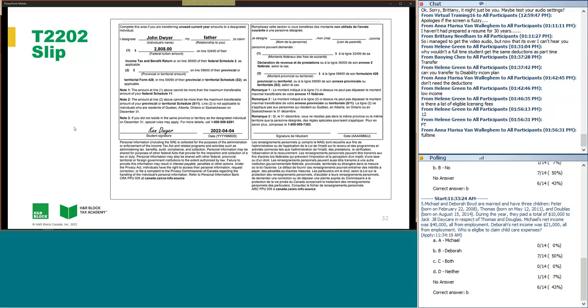If you're going to do a transfer, I cannot stress enough, this back page is critical. You must designate who you're transferring it to, how much you're transferring federally, how much you're transferring provincially, and the student must sign it. These get audited all the time. You should do it at the time. It is the second page of the T2202. Anytime you're doing a transfer, print it out, get the signature, stick it in your file.